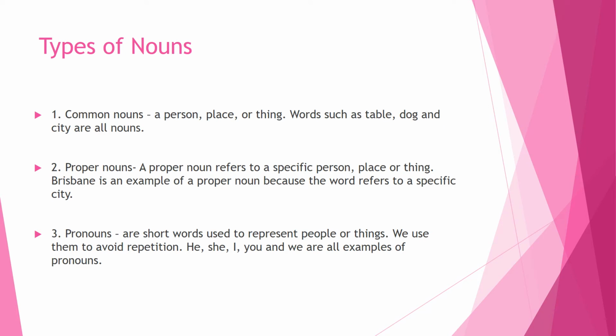Okay, so looking at our types of nouns, we did these last term when we were looking at our narratives. The first type are the common nouns, which refer to a person, place or thing. Proper nouns, which refer to a specific person, place or thing. And our pronouns, which are used to represent people or things.